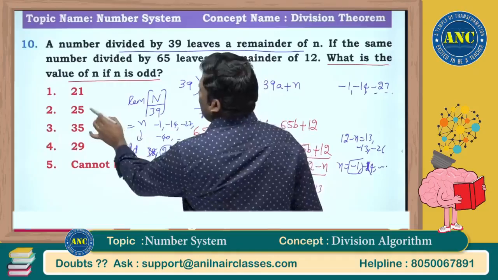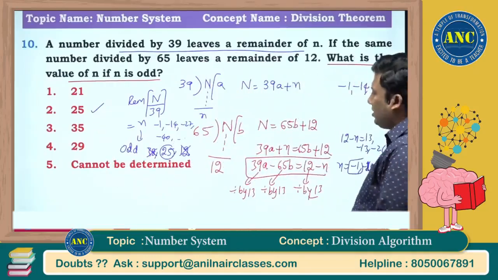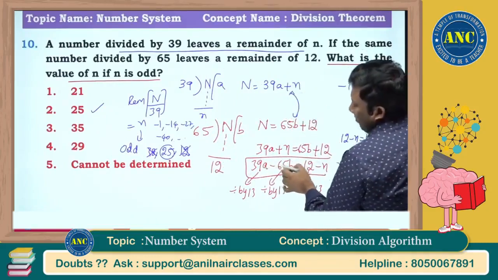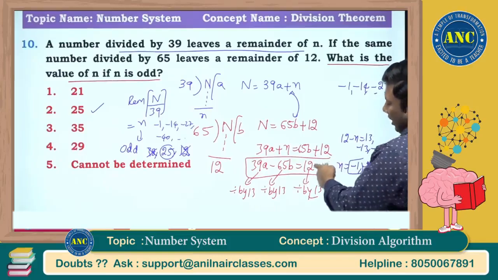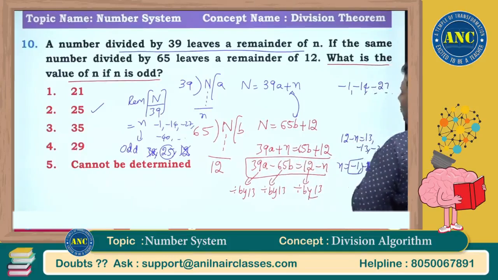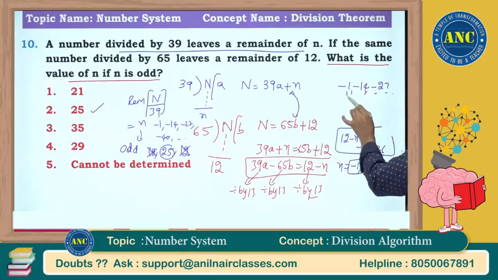So the answer is. I hope it is clear. Very, very easy, sir. Both are equated with the same equation. 39a minus 65b is equivalent to 12 minus n divisible by 13. 12 minus n should be divisible by 13. That means n will be minus 1.